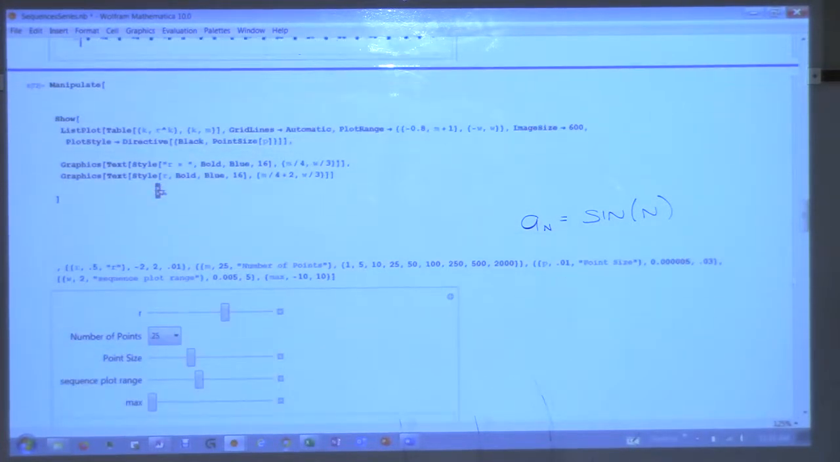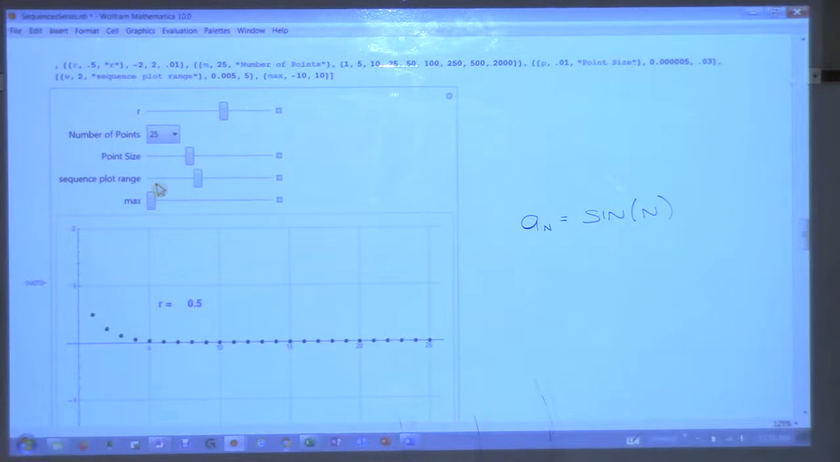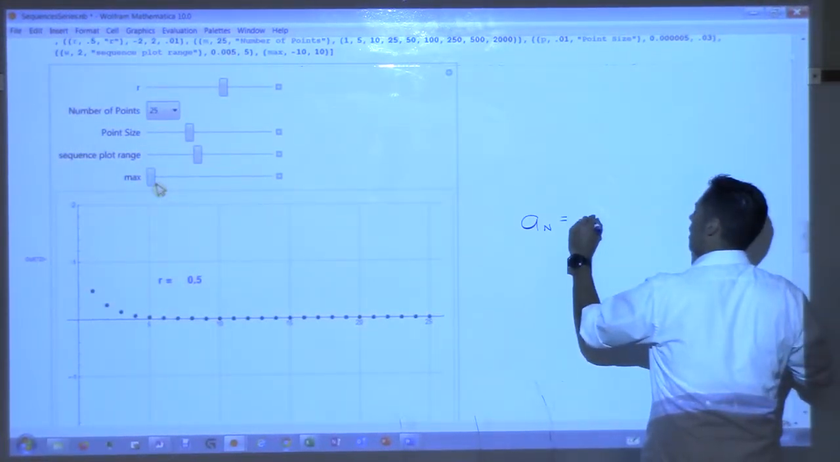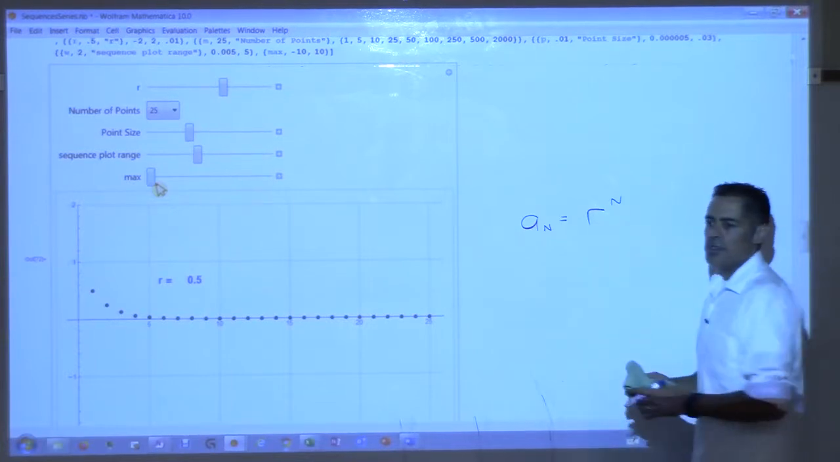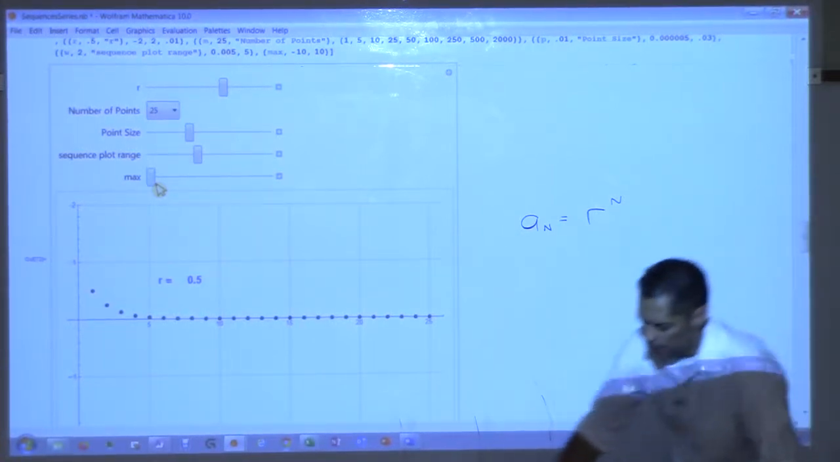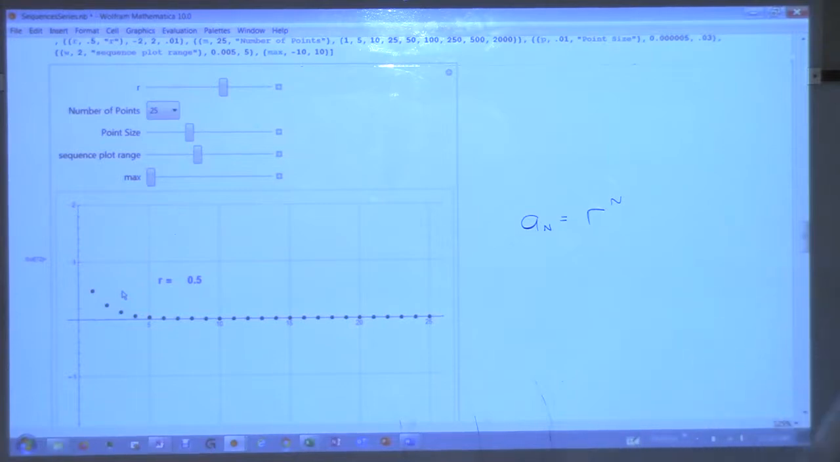Let's see if I have any other interesting ones. Okay, we talked about this one. This is really cool to look at. Remember we talked last class about this one, r to the n? And we said, for what values of r does this one converge or diverge? And we came up with a list that showed when it did. So what I can do here is I can illustrate that by changing the value of r. Right now, I have the computer having r being 0.5, and it should converge. And you can see it, right? It's converging. But let me change the value of r.